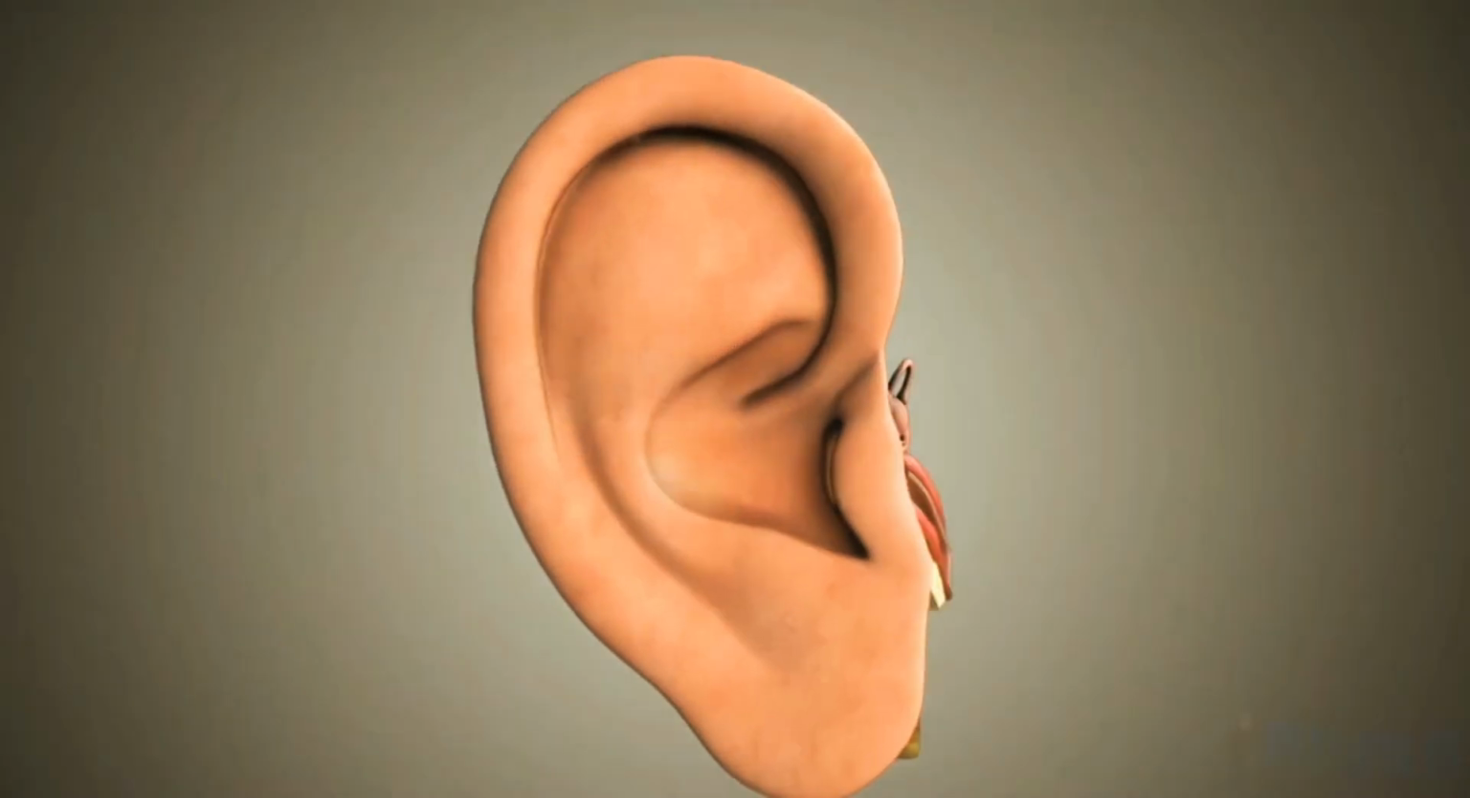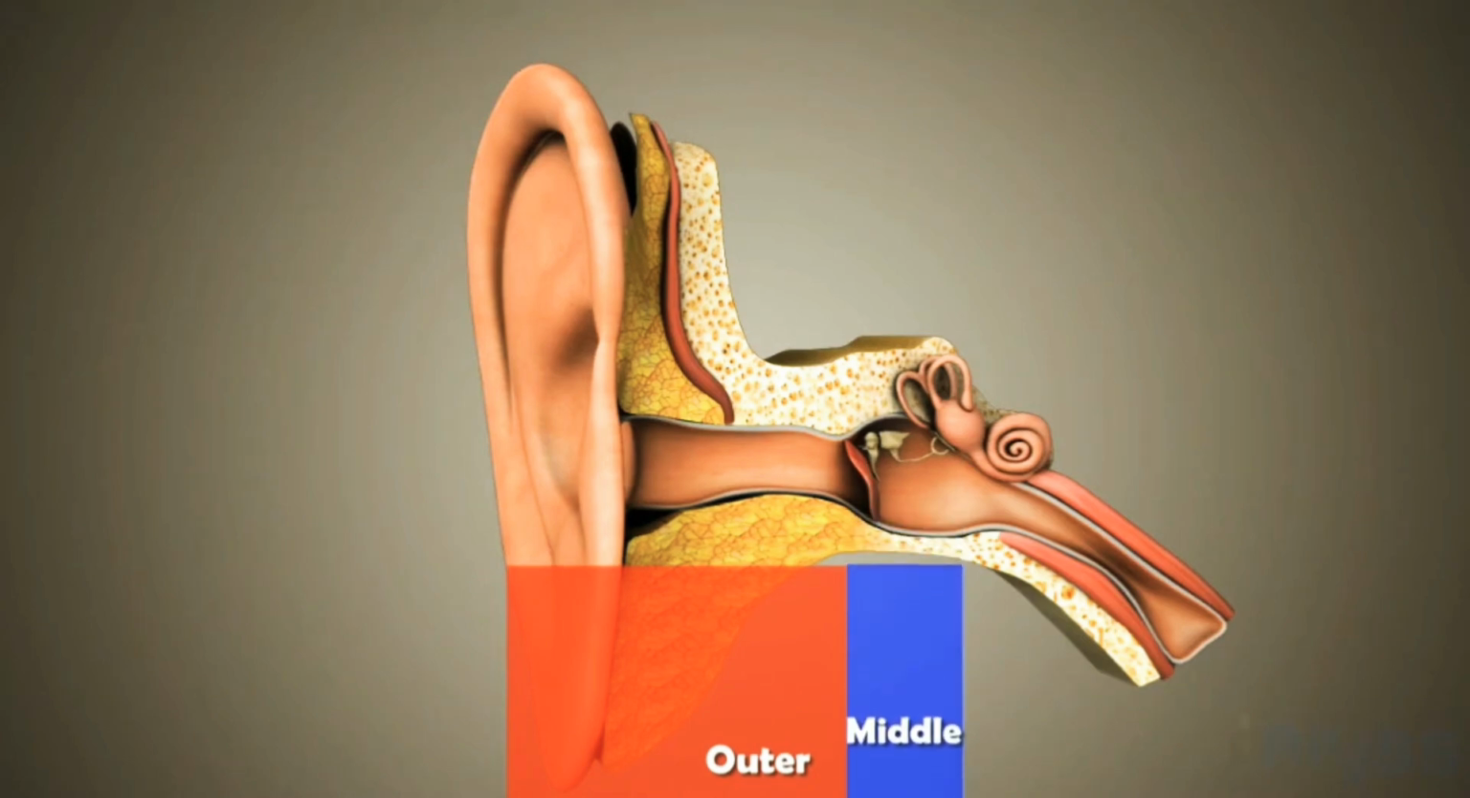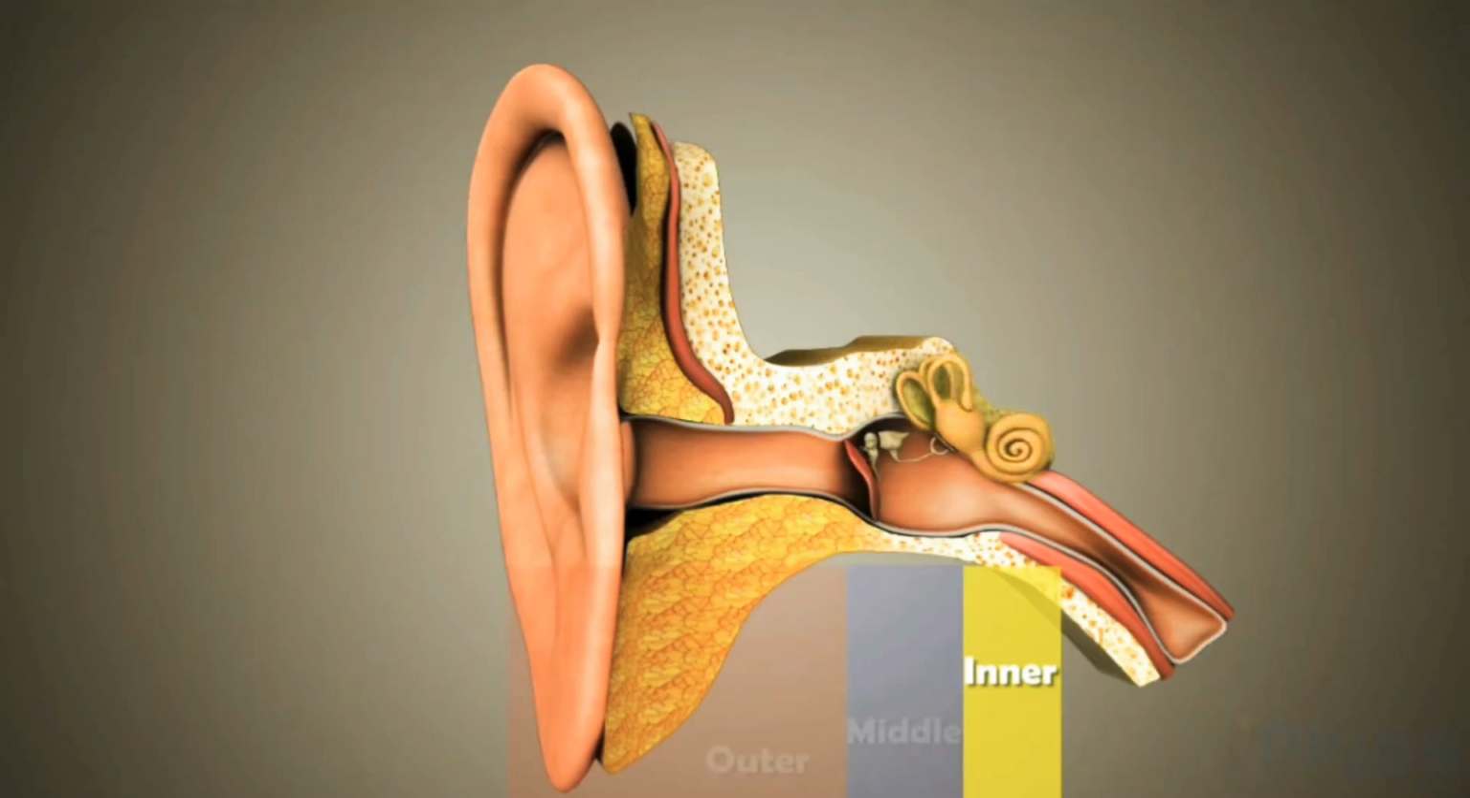The human ear is made up of three parts: the outer ear, middle ear, and the inner ear. All three parts of the ear are important for detecting sound, working together to move sound from the outer part through the middle and into the inner part of the ear.